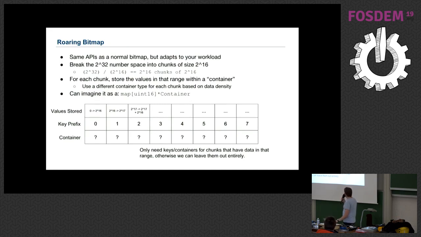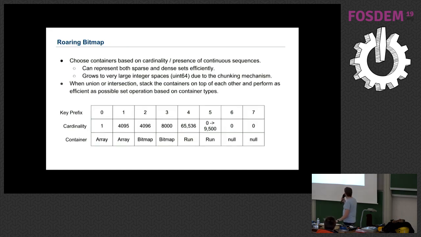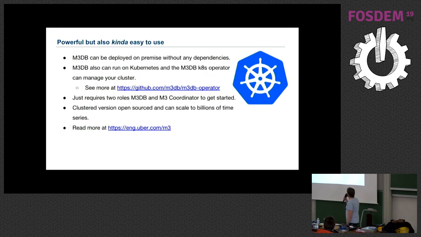I'm not actually going to jump into this, but you can run M3, and it's kind of powerful but also kind of easy to use. It allows you to run it on Kubernetes with a Kubernetes operator. It requires just two roles to run, M3DB and M3 Coordinator. So you're not running a compactor, you're not running query nodes next to everything, you're not running a whole bunch of other roles. That's something you can avoid, but you can also deploy them separately if you have a use case.